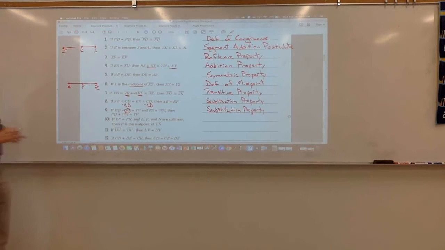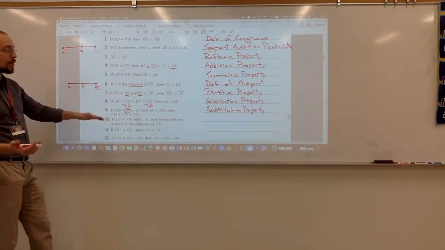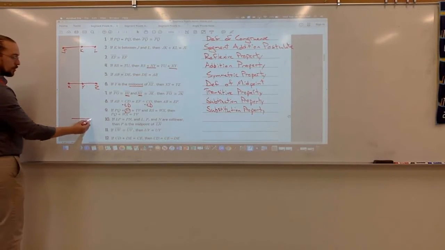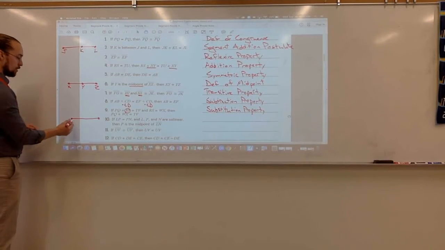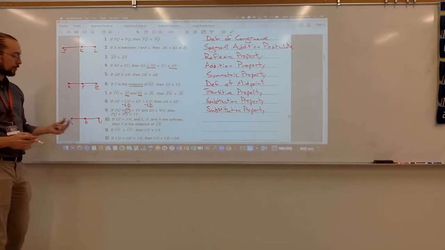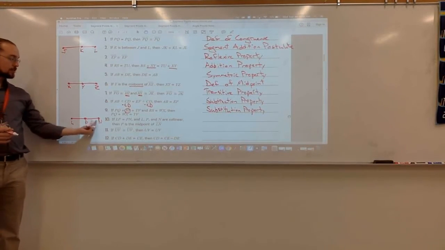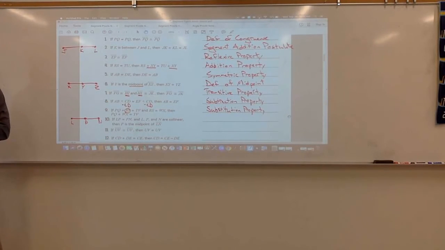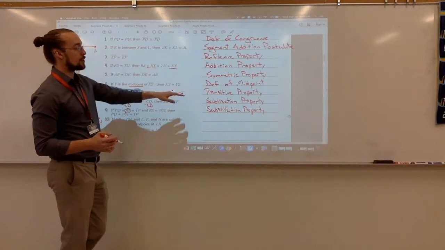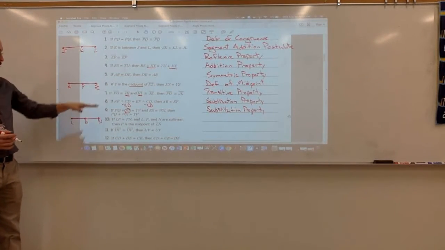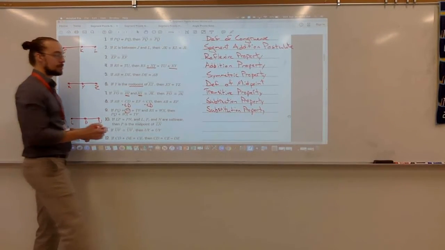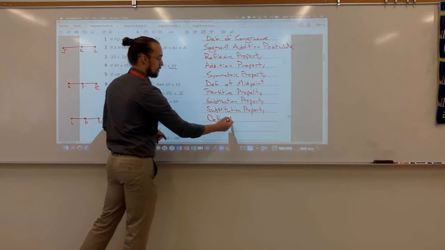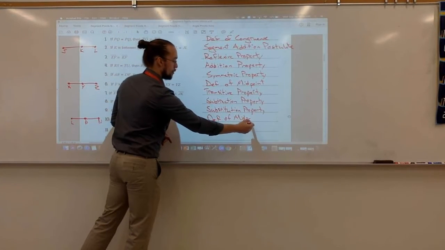Then number 10, I've got LP equal to PN, and L, P, and N are collinear. So that's a lot going on. Let's sketch that out. So L, P, and N are collinear, and LP and PN have the same length. Then P is the midpoint. That's also going to be definition of midpoint. It works both ways. We can say if I know these are equal and they're all on the same line, then P has to be the midpoint. So definition of midpoint.